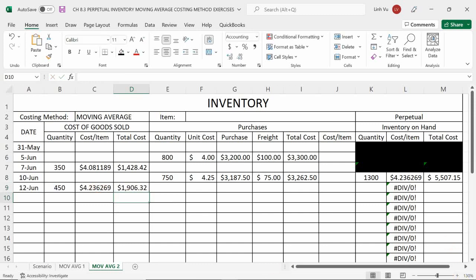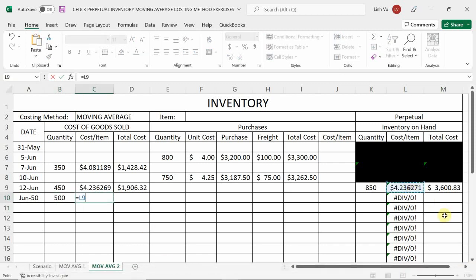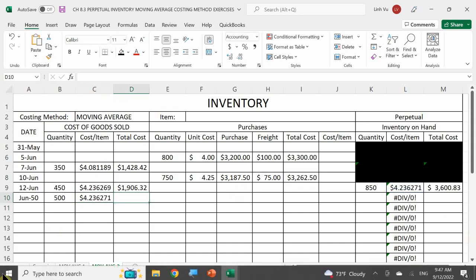$1,906.32. Good. So we're going to subtract that out. 1,300 minus the 1,906 leaves $3,683. Good. So your average is almost the same. It's off by 20,000th of a penny. And then we end up selling on June 15 another 500 units. So what's my total cost of goods sold here?